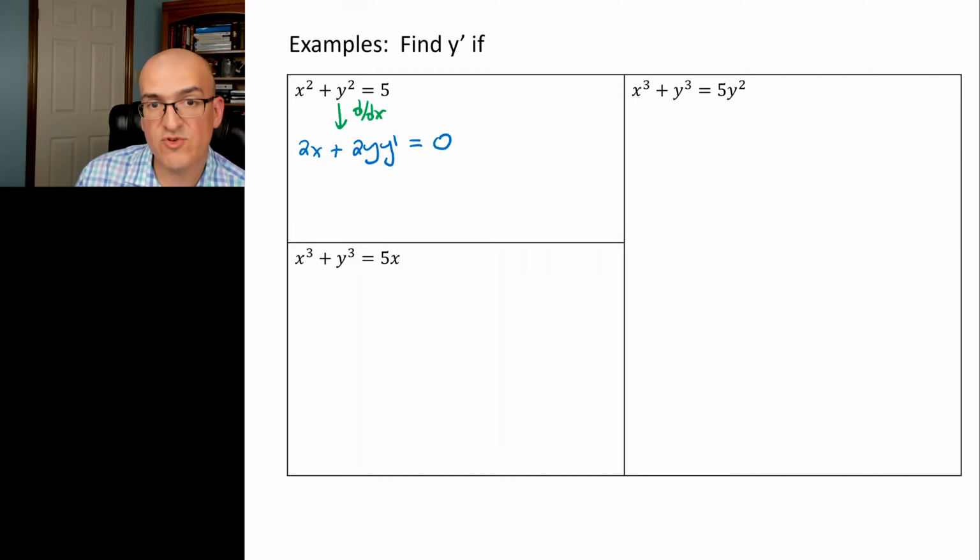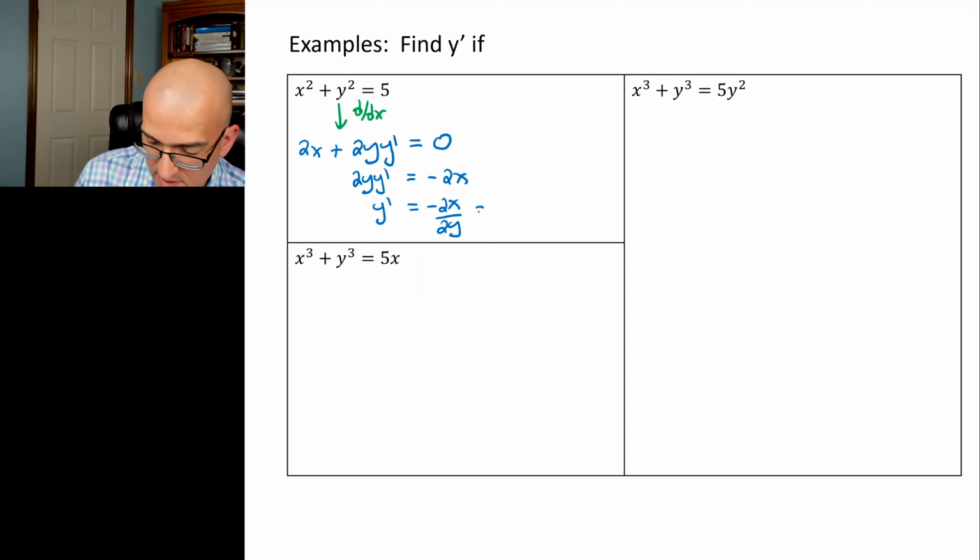Now, I'm going to subtract 2x from both sides. So 2y prime is equal to negative 2x. Then divide both sides by 2y. So negative 2x divided by 2y, which is negative x divided by y.